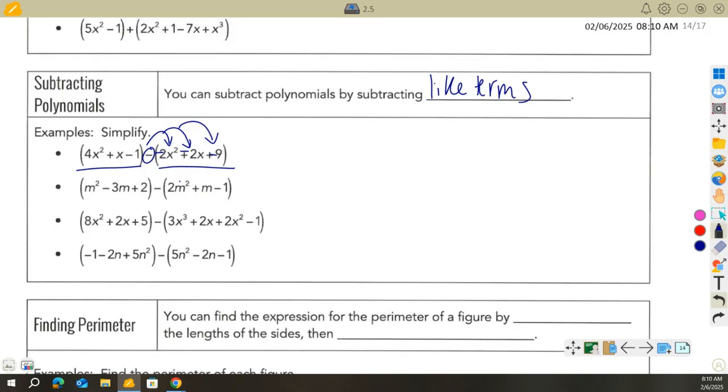So we have 4x squared minus 2x squared, which is 2x squared. Then we have x minus 2x. So that's going to give me negative x. And then I have negative 1 minus 9, same sign. So I add them, keep the sign, negative 10. So go ahead and try the other 3.